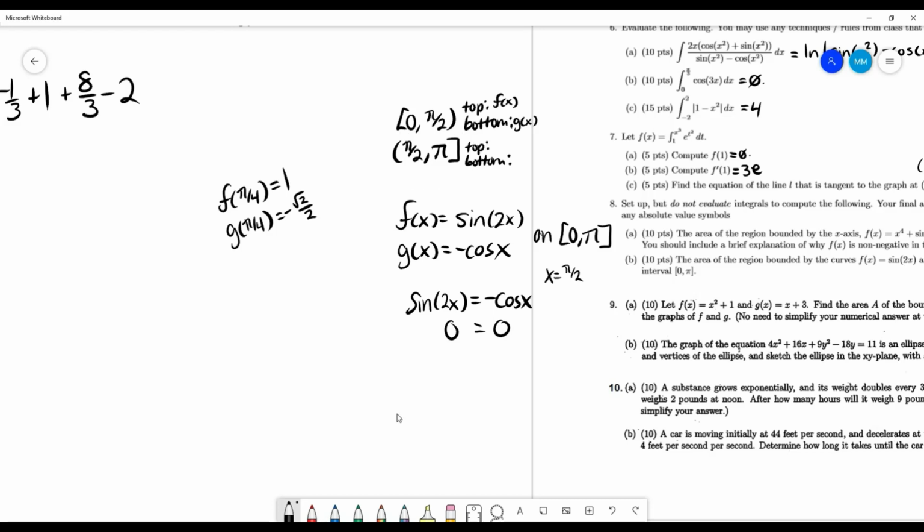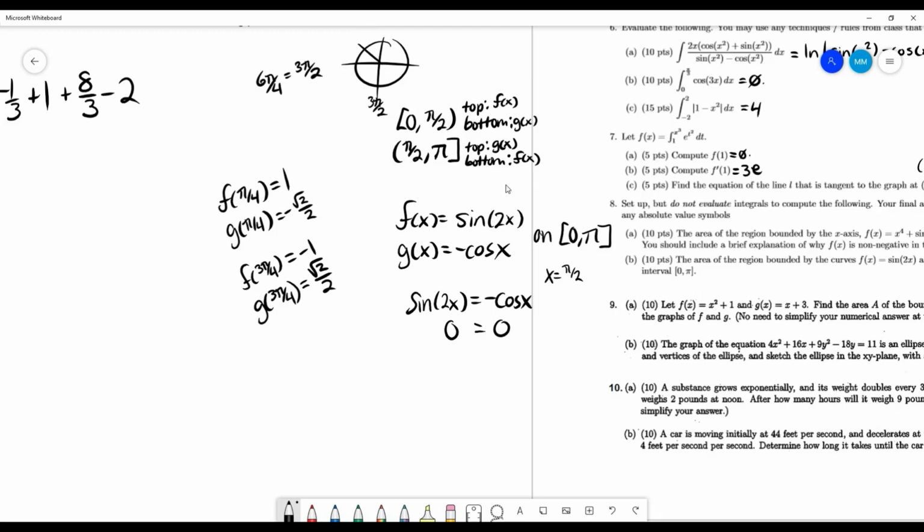Next up, we want something on this interval, and we'll just say 3 pi over 4. So f of 3 pi over 4 is going to be sine of 2 times 3 pi over 4, which is 6 pi over 4, or 3 pi over 2, which, if you'll remember, on the unit circle is right here. So sine is -1. And then g of 3 pi over 4 is going to be negative cosine, and the cosine there is negative square root of 2 over 2. Since this is negative, that's going to be positive square root of 2 over 2, which is bigger than -1. So in this case, my top is g of x and my bottom is f of x.